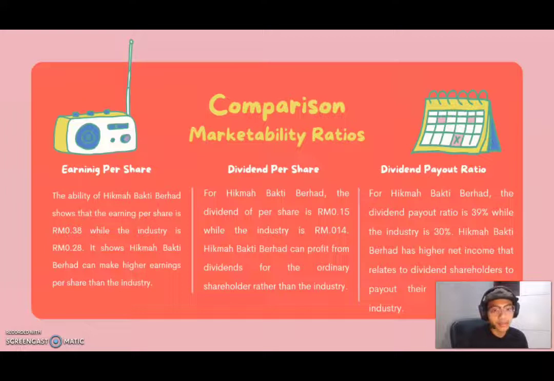So the third one, dividend payout ratio. For Hikmah Bati Berhad, the dividend payout ratio is 39%, while the industry is 30%. Hikmah Bati Berhad has higher net income relative to dividends, paying out more of a return to shareholders than the industry.